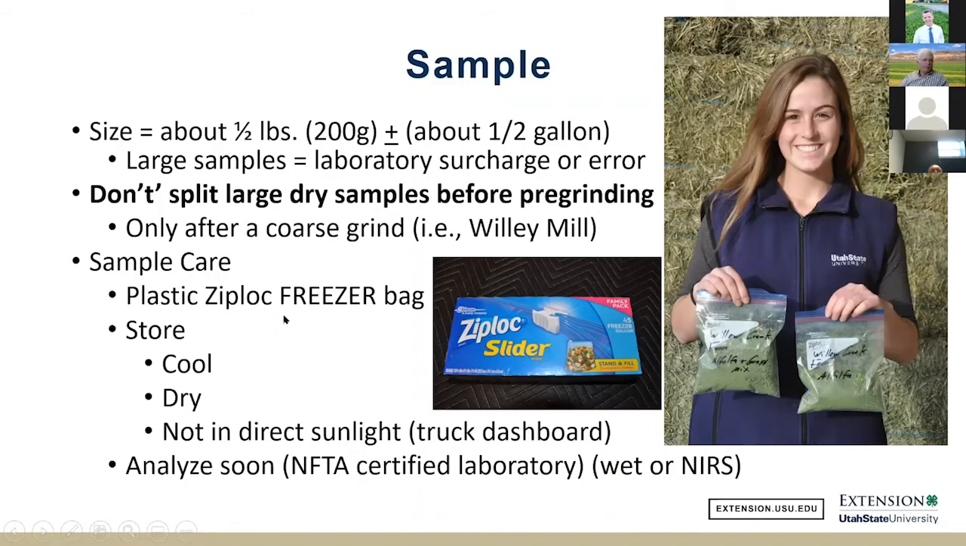Sample bags were mentioned by Matt earlier. I always use Ziploc bags, but I always get freezer bags. Freezer bags have a thicker, heavier gauge plastic, and they will handle the sharp stems on the alfalfa. So when you go to the store to get your Ziploc bags, get freezer bags that are thick, which handle the sample much better.